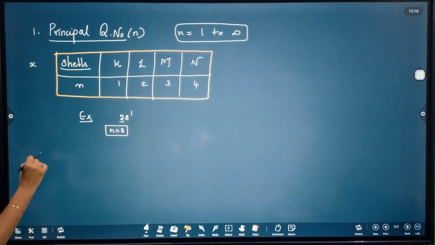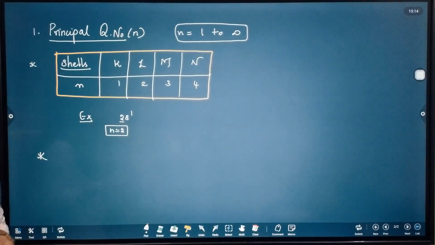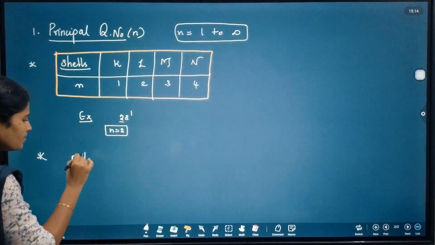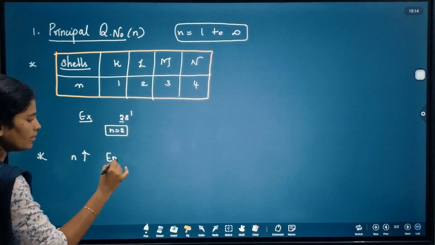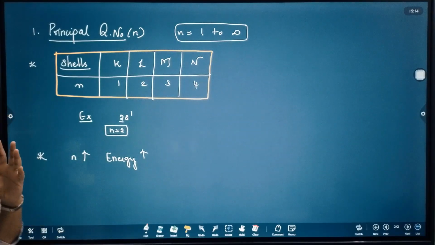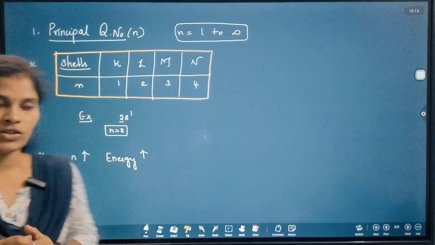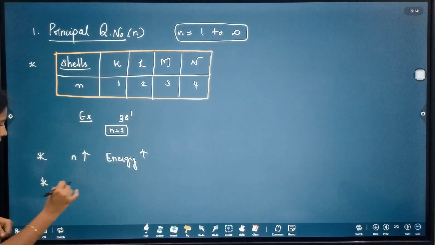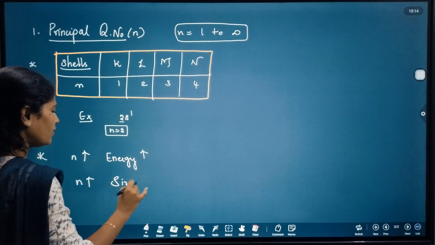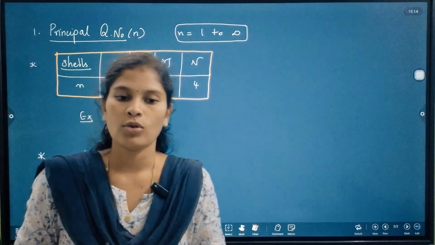What are the major applications of the principal quantum number? Principal quantum number gives information about the size, energy, etc. If the n value increases, the energy of the orbit also increases. If we keep the azimuthal quantum number constant, if n increases, energy also increases. And if the principal quantum number increases, the size of the orbit also increases, which means the average distance between the nucleus and the electron also increases.